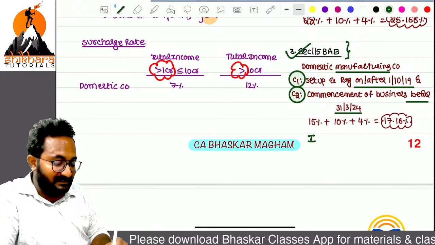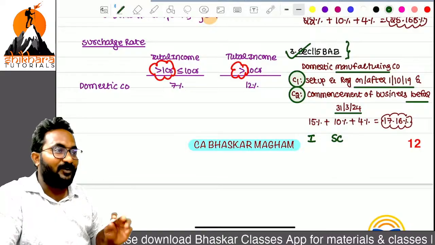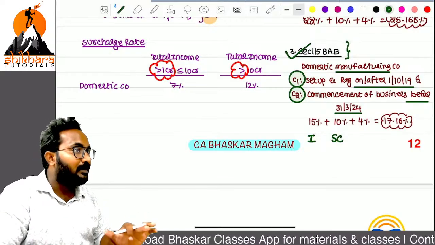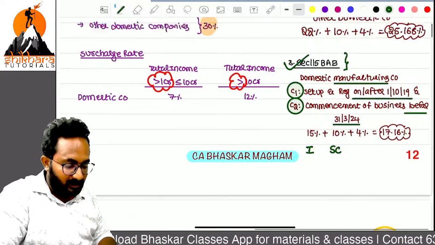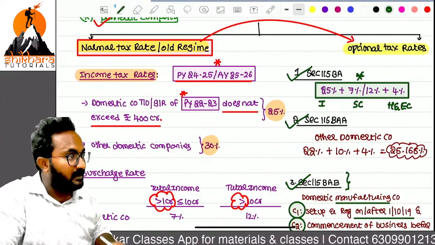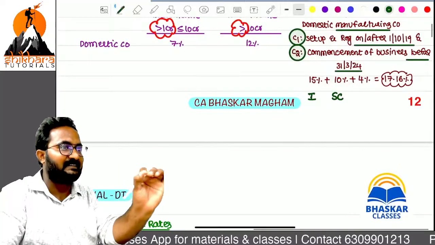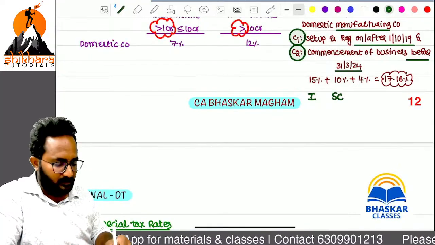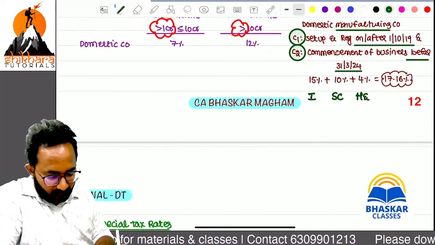But surcharge is also fixed here. No need to check total income. But here we have to check the total income and we can decide the surcharge. But in this section, fixed surcharge rate, how much? 10%. And health and education cess is how much?